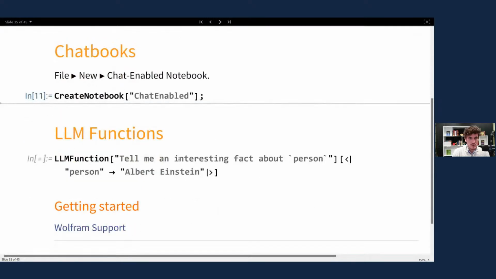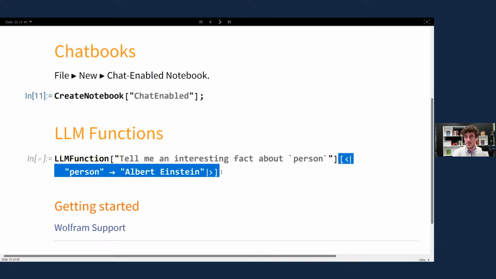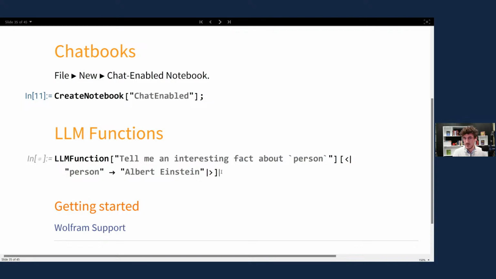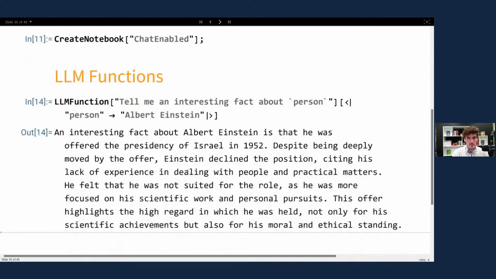Okay. We also have these LLM functions, which, well, the best way to illustrate this is with an example. So this is a function that has been defined, and these backticks indicate that this is an argument to this function. And we've just run this function with the person being given the value of Albert Einstein. So what this is really doing is asking an LLM to tell you an interesting fact about Albert Einstein, but we've left the person as an argument that could be any person. Okay, so there you go. Interesting fact.